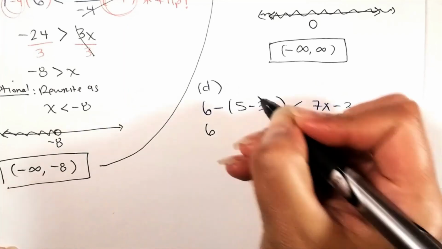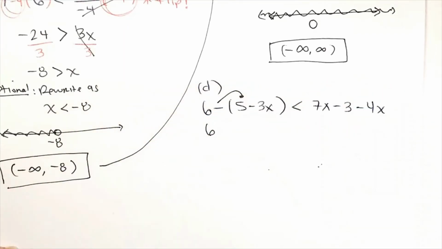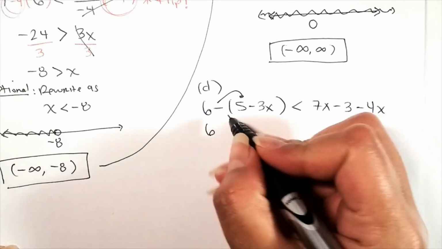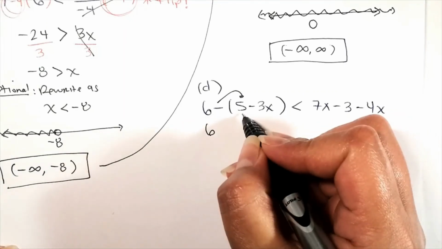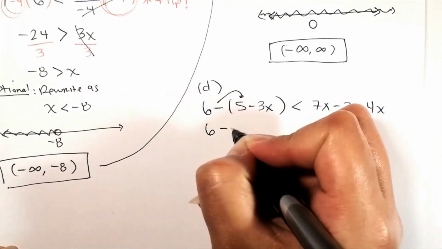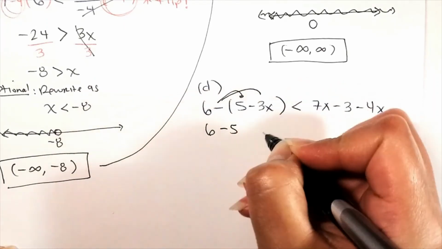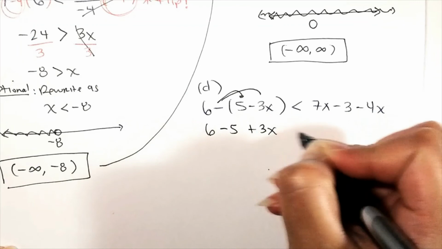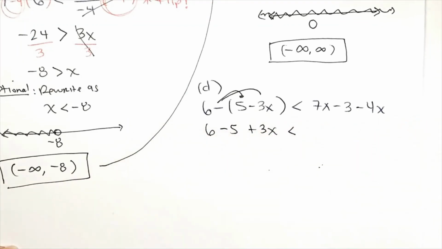So we have 6, and then we're going to take care of the subtraction sign by adding the opposite, distribute the negative, put a 1 in front. No matter how you say it, we're all going to get the same response. Adding the opposite of 5 is negative 5. Opposite of subtracting 3x is adding 3x. Again, you can just say, distribute the negative.